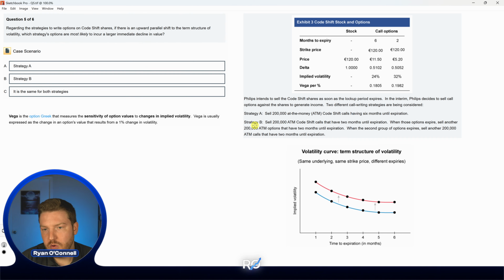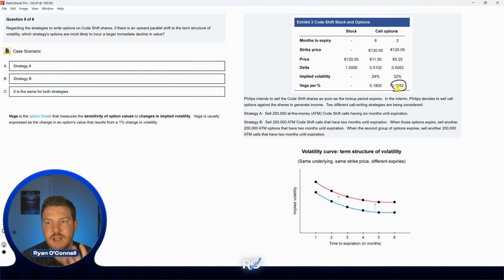We have this implied volatility curve, where the shorter-dated expiration options have the higher implied volatility, which we see from this right here. We see that the 2-month has a higher implied volatility than the 6-month, which has a lower implied volatility. And we see that the Vega is higher for this one. That means this one is going to be more susceptible to these changes in Vega.